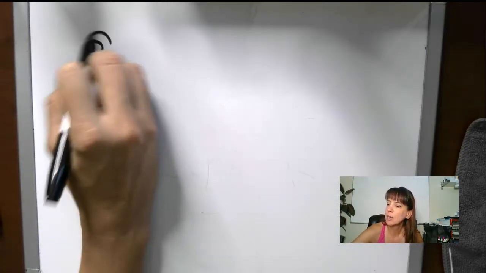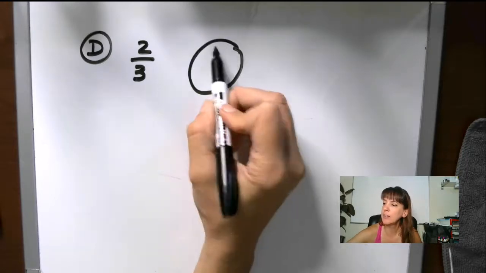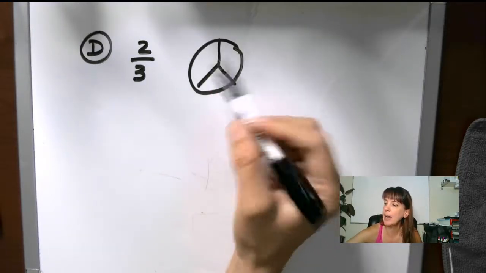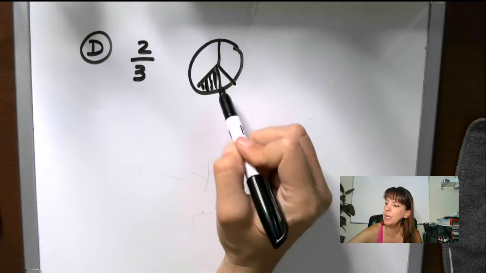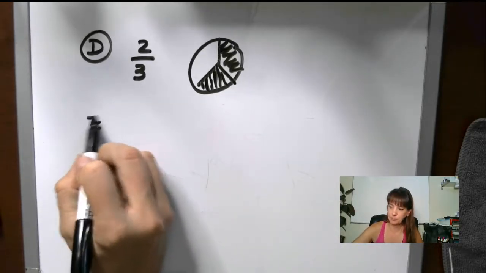All right, let's take a look at the next one. Draw and shade circles to illustrate each fraction, mixed number, or percent. D, 2/3. If we draw a circle and divide it into 3 slices of pie and I eat 2 of them, it's going to look like this.